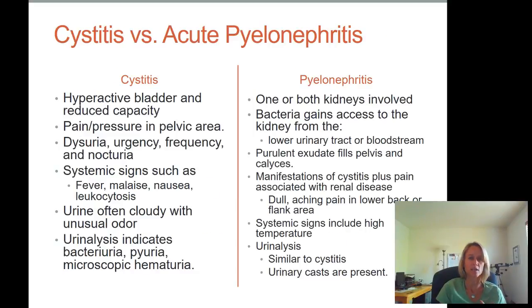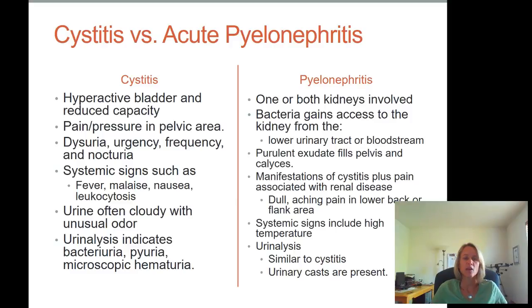Let's talk about cystitis versus acute pyelonephritis. Cystitis, as I mentioned, is a urinary infection of the bladder. Pyelonephritis is an infection of the kidneys. With cystitis, we have a hyperactive bladder and reduced capacity. This makes people feel like they have to go to the bathroom all the time, but they're not even going very often, or very much volume. So you constantly feel like you have to go, but the volume is small.